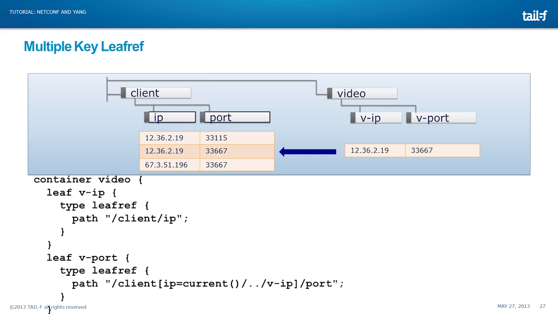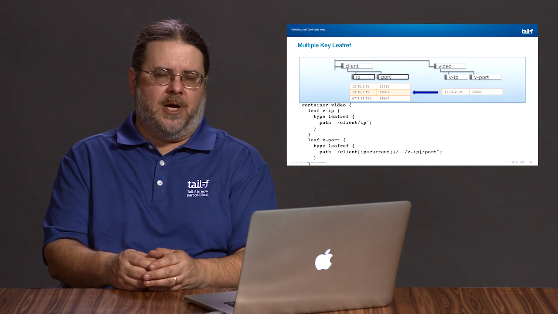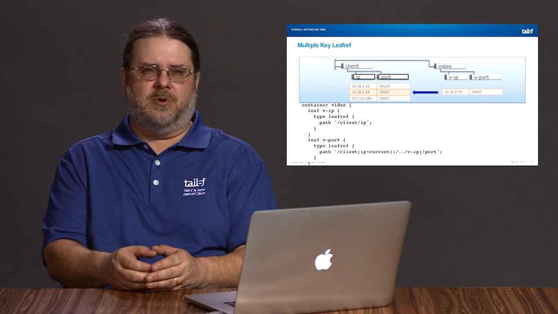So in the video list, in this row entry, taking the IP value that is in this row entry and then using that to look up in the client table to get the ports that are valid for that IP. So by writing this XPath, we've gotten that extra integrity constraint so we can do a multiple key leafref. We'll see more about key paths in subsequent modules in this training video series.